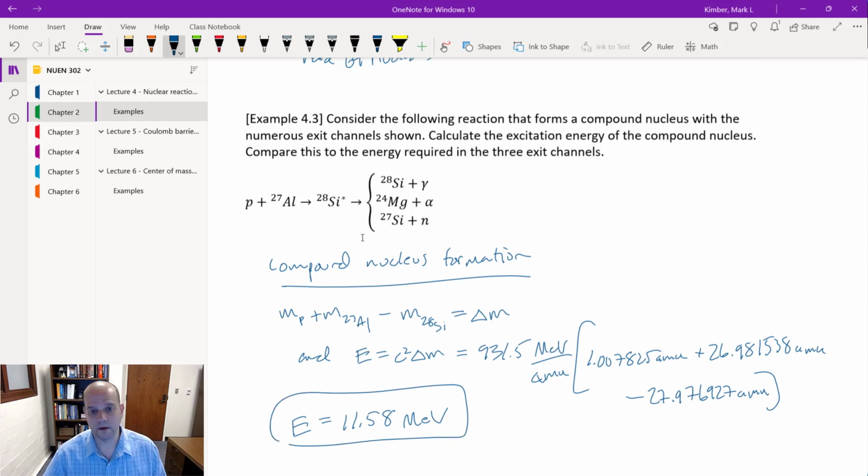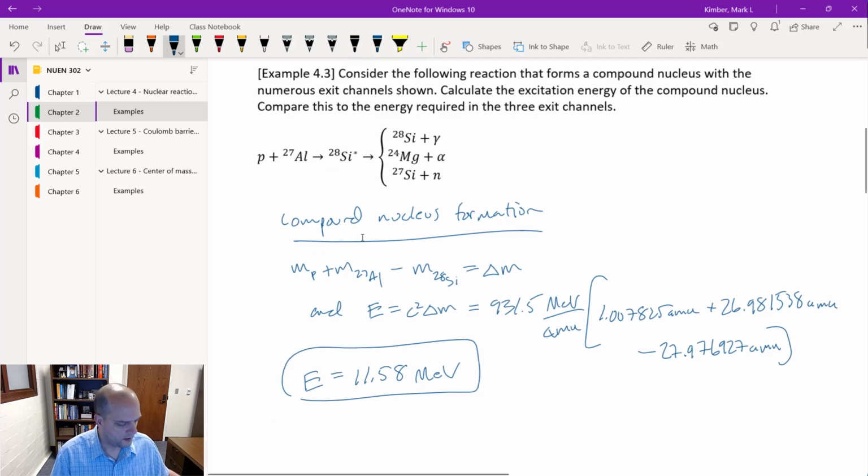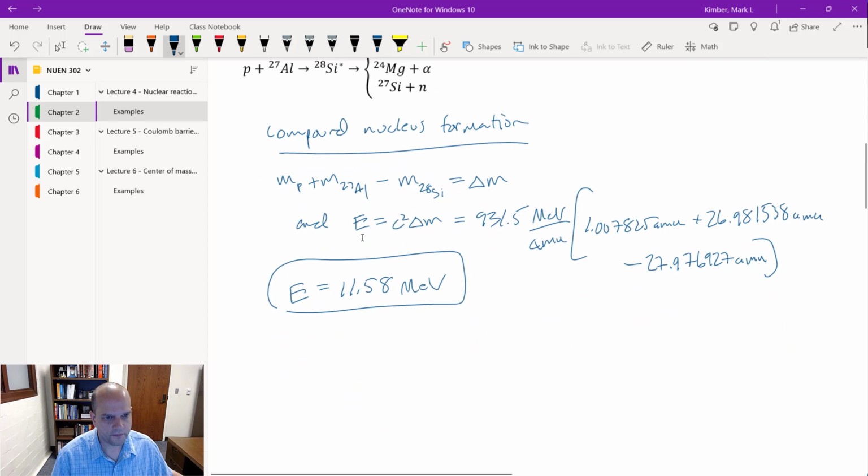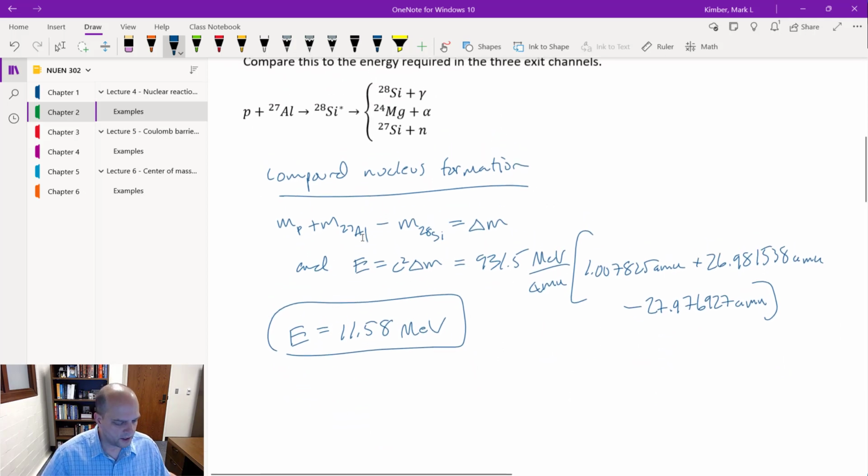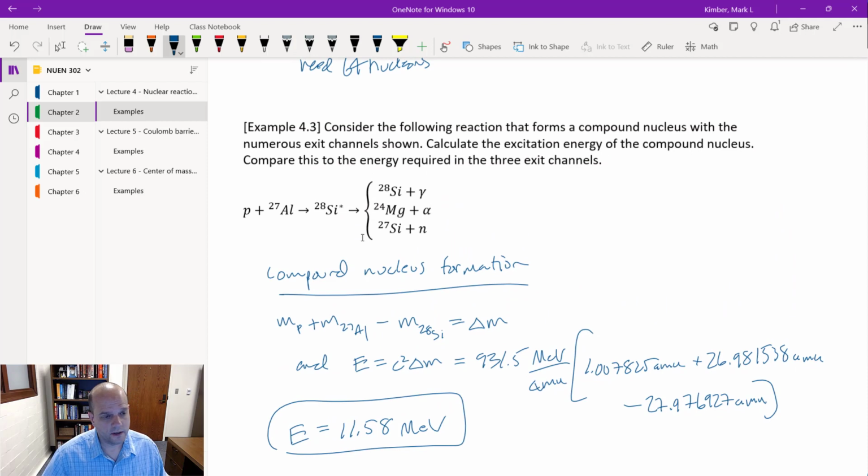So that's the first part of our problem, to figure out what the extra energy is that we have now that those two reactants have combined into this excited state of silicon 28. So now we need to start looking at these different exit channels. We have 3 exit channels: the proton gamma channel, the proton alpha channel, and the proton neutron channel. And so we'll look at each of those now independently.